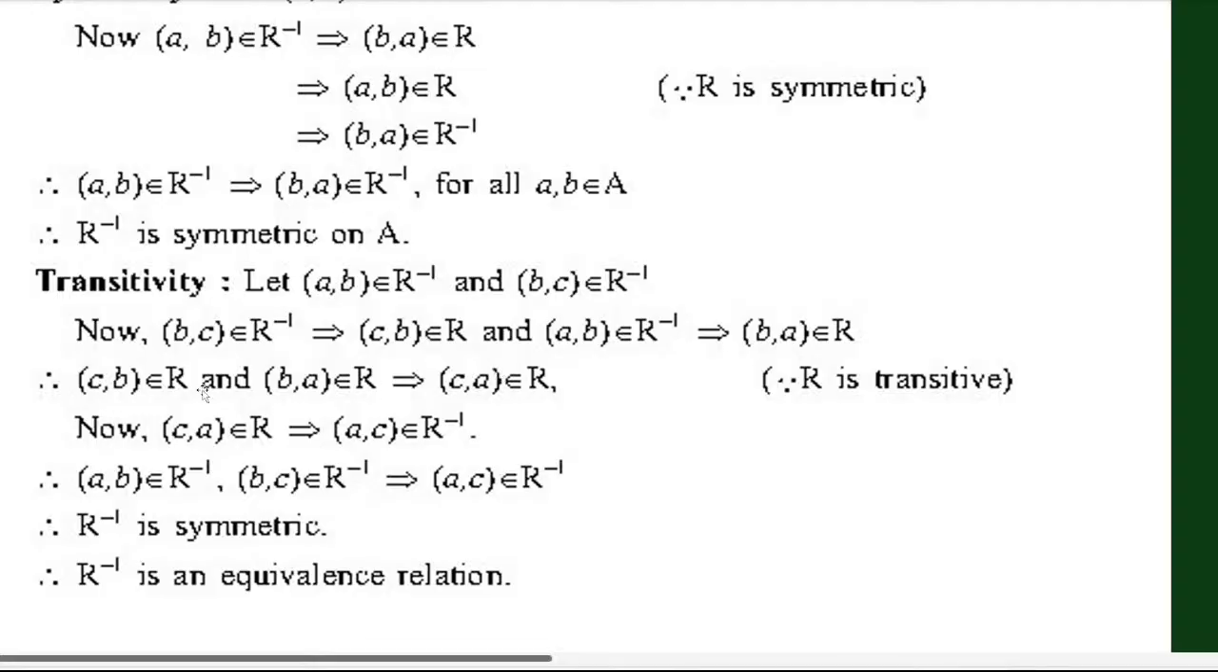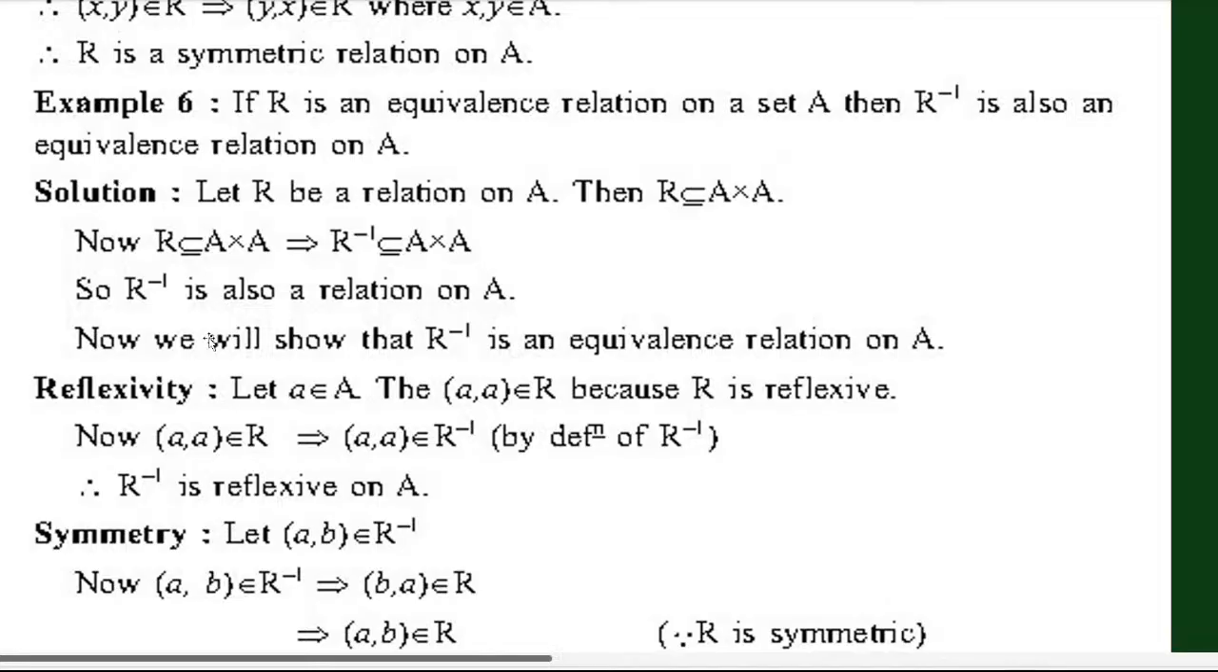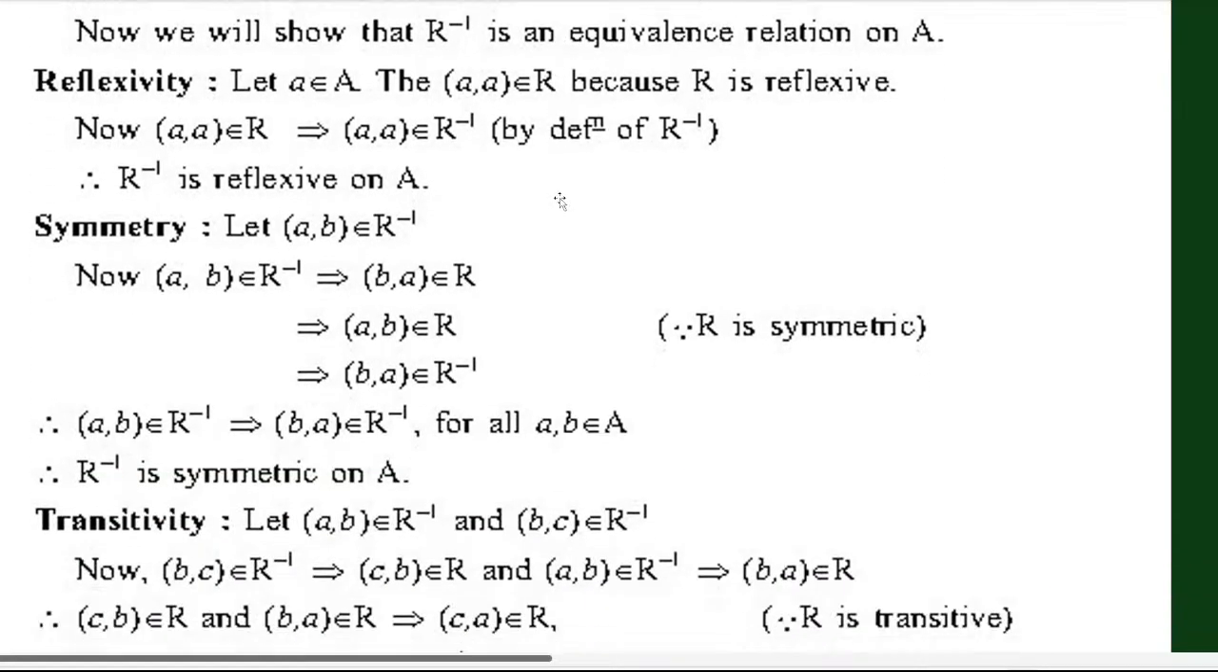How to show this? Transitivity, symmetric, reflexivity. You have to show all these if you have to show them equivalent. So you are asking me, right? So example 6 is the answer to your question. If R is an equivalence relation on set A, then R inverse is also an equivalence relation on A. So to prove this for R inverse, what do we have to show? First, R inverse is reflexive, R inverse is symmetric, R inverse is transitive. This is what we have to show.